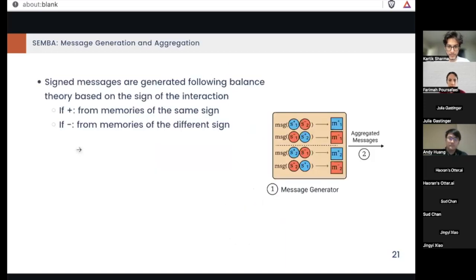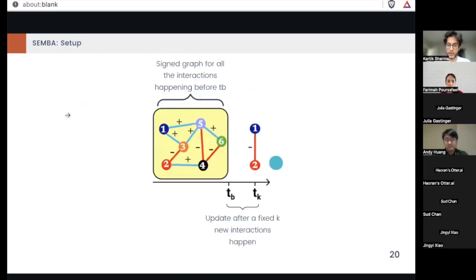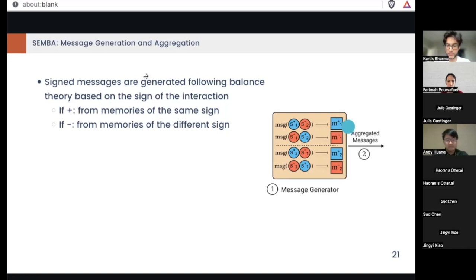Okay, so the first component is this message generator and aggregating the messages. We do a small tweak to the TGN model, basically to implement the balanced aggregation part. We first have two different memories, a positive and a negative memory, and we would like to generate some messages to update these memories upon an interaction between 1 and 2. We want to update the memories of 1 and 2 based on this interaction.